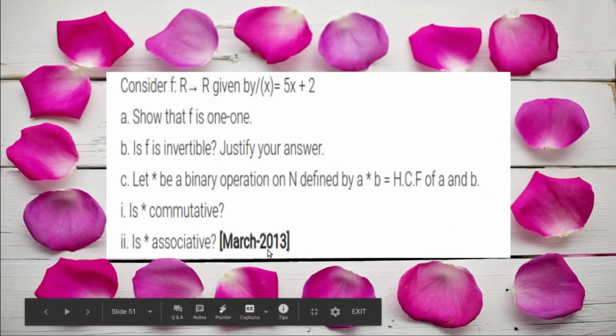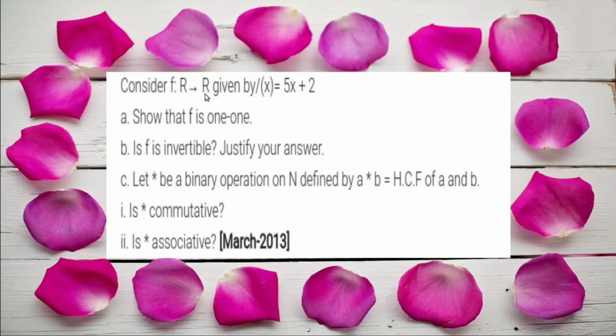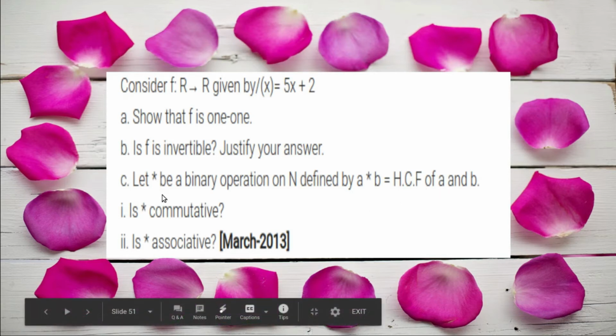Now 2013 March, question A. Consider f from R to R given by f of x equal to 5x plus 2. A. Show that f is one-one. B. Is f invertible? Justify your answer. And C. Let star be a binary operation on N defined by a star b equal to HCF of a and b. In that, is star commutative, is star associative?